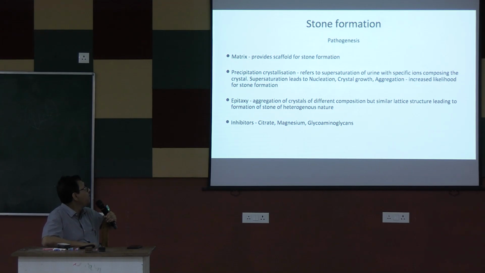And fourth is the inhibitors, like citrate, magnesium, glycosaminoglycans. You don't have to remember so much. Remember citrate and magnesium, because in commercial preparations you will see Prokit MB6. These are the commercial preparations they make with this composition, which are the preventers for stone formation.